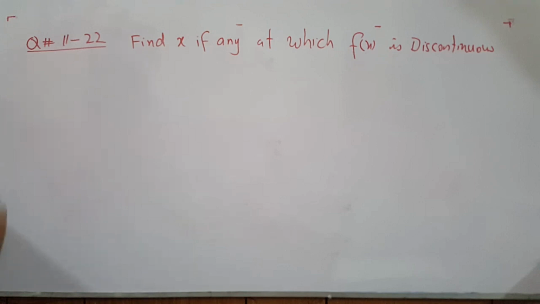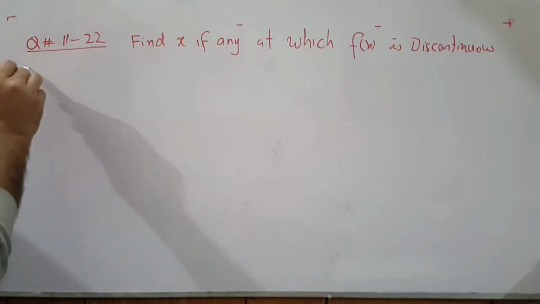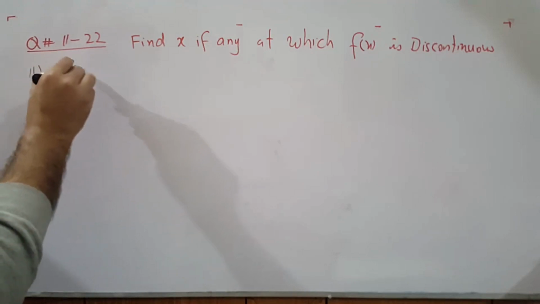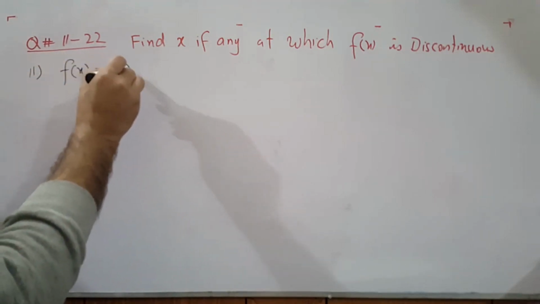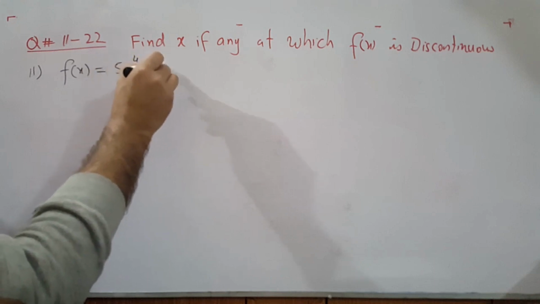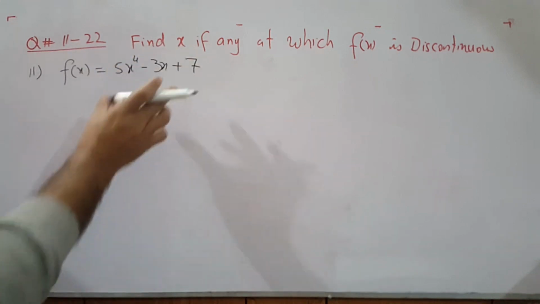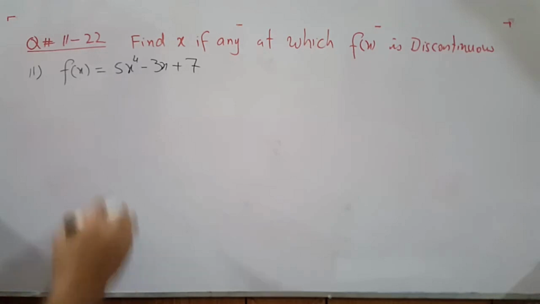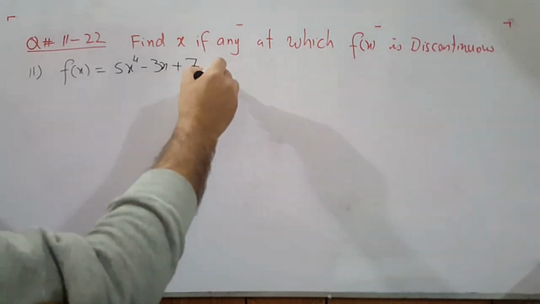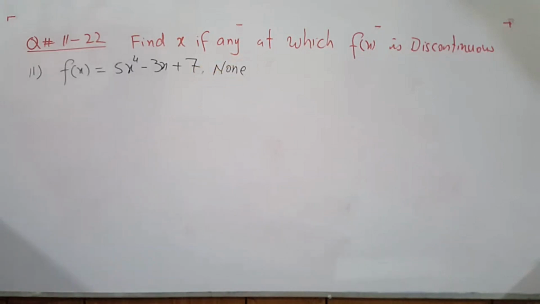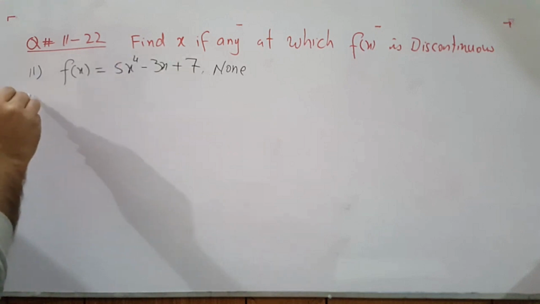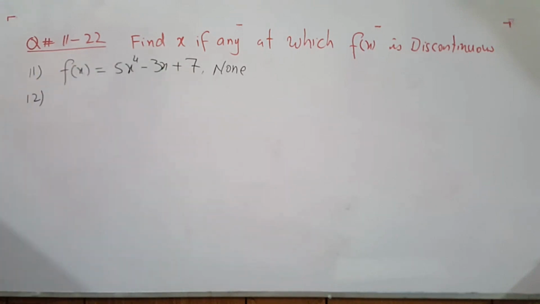Okay, now questions 11 to 22 ask you to find out if there are any x values at which the function is discontinuous. Question number 11 says f of x equals 5x to the power 4 minus 3x plus 7. You can see that this is a polynomial, and all polynomials are continuous. So there is no x at which the function is discontinuous. This is continuous on all real numbers.